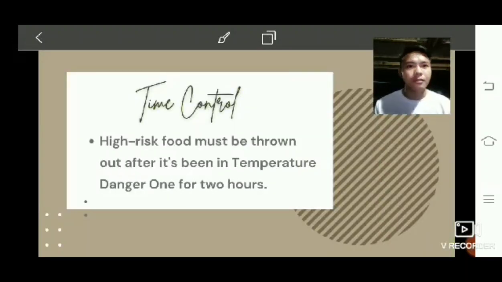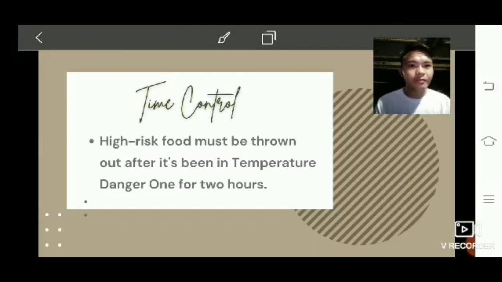So time control: high risk food must be thrown out after it has been in the temperature danger zone for 2 hours. So yes, exactly. Time control is one of the important things, because with time control we will avoid high risk food, right? It also includes how long the food can be cooked. Okay, either 1 hour or 2 hours, something like that.